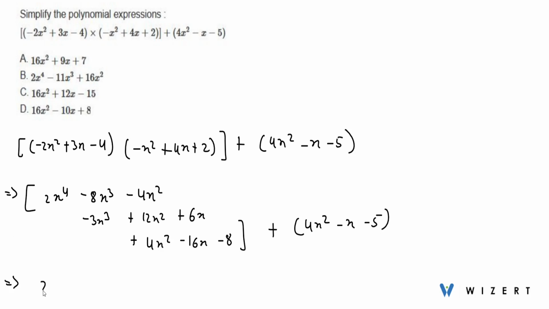So it will become 2x raised to the power 4 minus of 8x cube minus 3x cube will become minus 11x cube. Minus 4x square and plus 4x square will cancel out each other and we will have plus 12x square. Then minus of 16x plus 6x will become minus of 10x, and then we have minus of 8, and plus 4x square minus of x minus 5.